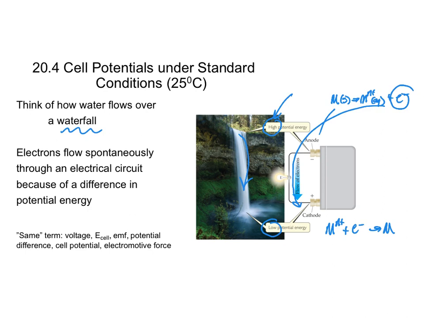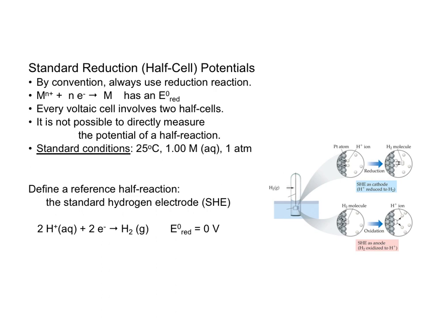I didn't make it large, but what I want to pull your attention to is I put a note, I said same term. If I have a voltage, if I have E cell, if I say EMF, if I say potential difference, if I say cell potential, if I say electromotive force, in 1220, those mean kind of the same thing. In a higher level course, they would have a very specific meaning, but I just want to point out to you. In our next slide, it's very simple compared to a lot of the other things we've done.